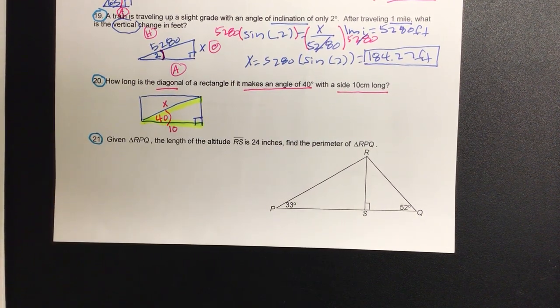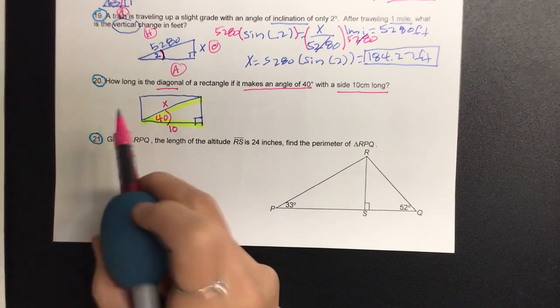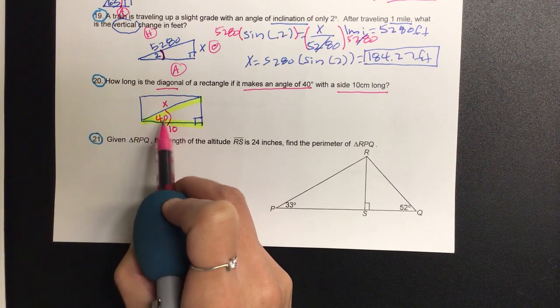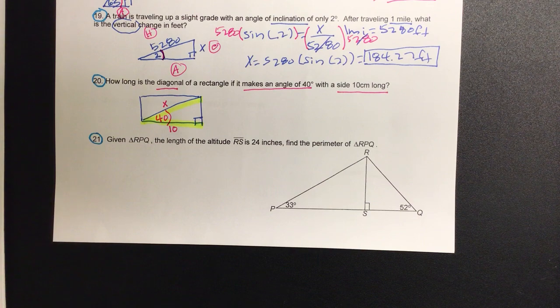That might be the hardest thing to determine. So are we good with why I put the 40 on there? The diagonal makes 40 degrees with the 10. Did you say the 10 doesn't matter? If you put 10 over here, 40 is going to go over here. If you put 10 over here, 40 goes right here. Okay? All right. Let's go ahead and label.